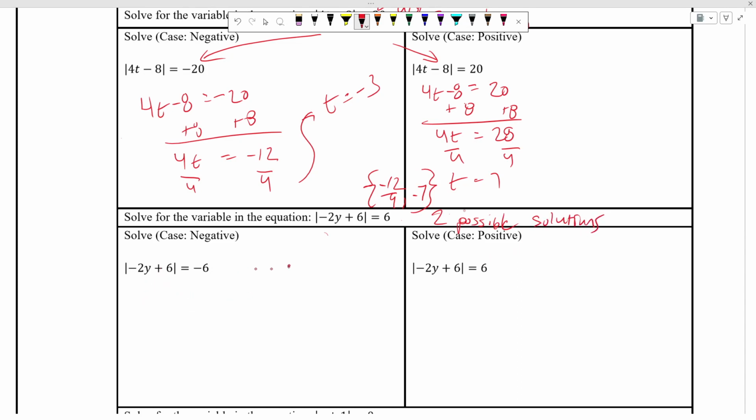So two possible solutions, one being 6 distance units from 0 going in the negative direction, the other 6 units away from 0 going in the positive direction. So here we go. I've got both cases represented.